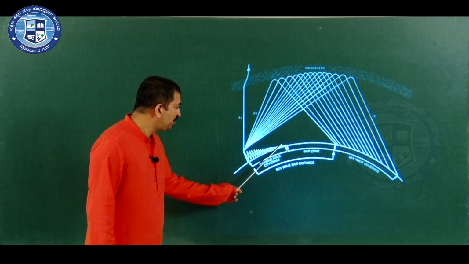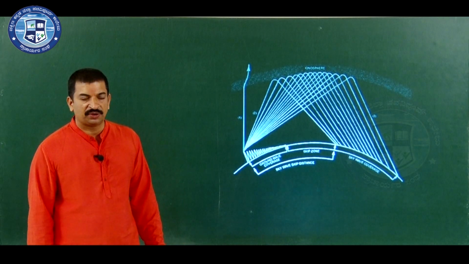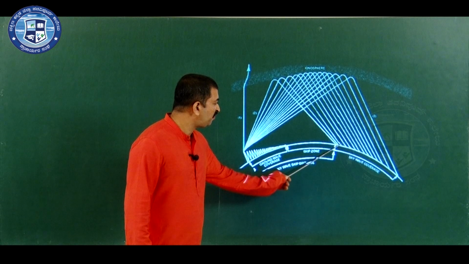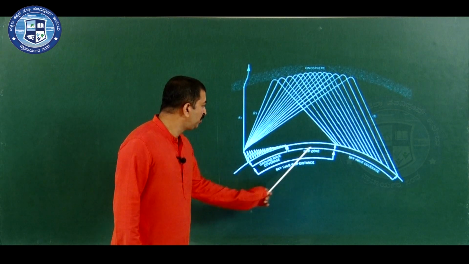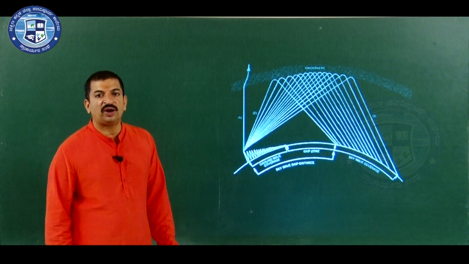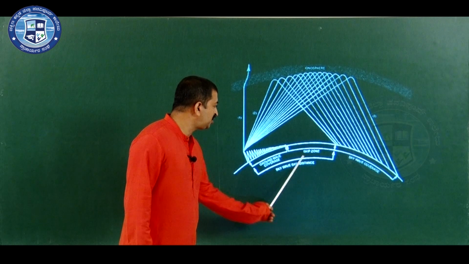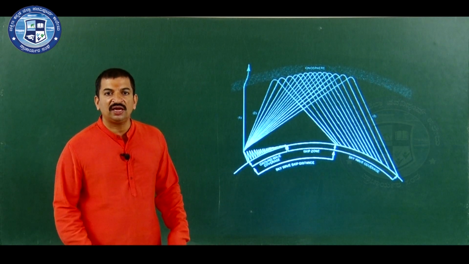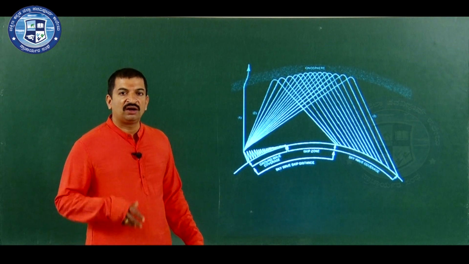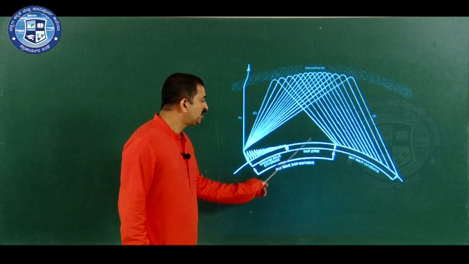Let me consider this point as the last point of ground wave reception, and this is the point of first skywave reception. Now, consider the region between the last point of ground wave reception and point of first skywave reception. This region is called the skip zone. This region neither receives the ground wave nor the sky wave. So, this region is called the skip zone.